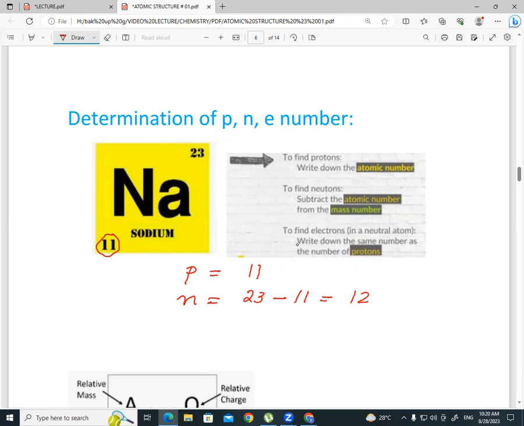And the third one is electron. To find the electrons in a neutral atom, write down the same number as the number of protons. So here, this is a neutral atom showing no charge, so it means that it is an atom. So what is the proton number here? 11. So the electron number is also 11.